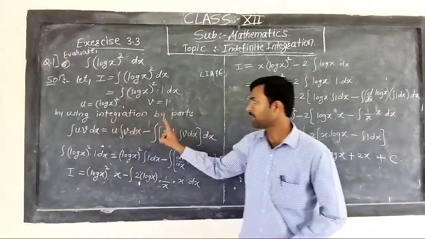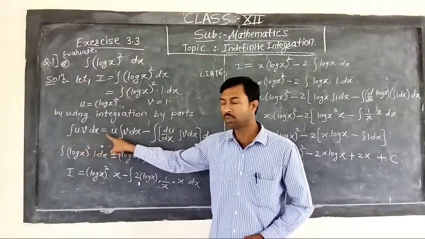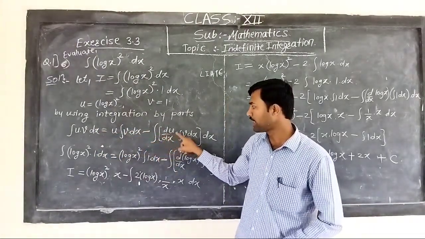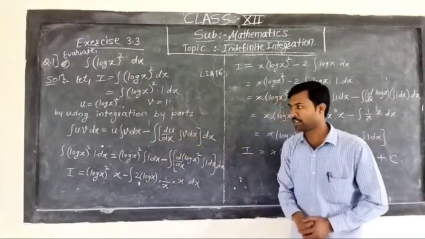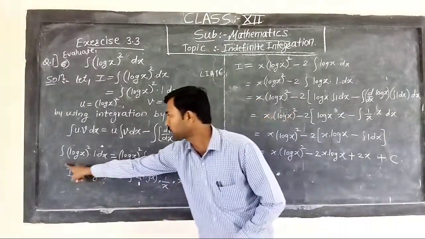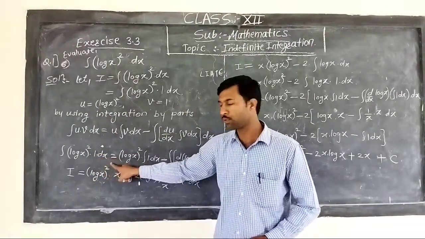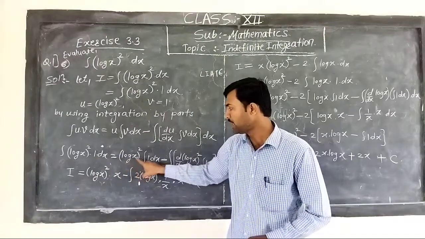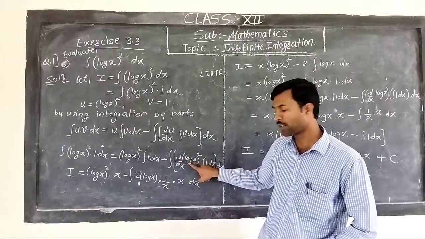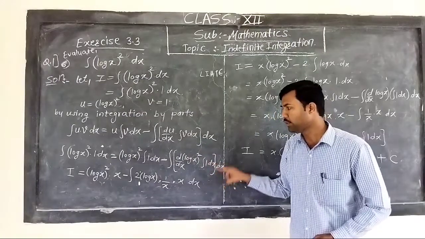And by applying integration by parts, we will get that the formula is integration of u into v dx is equals to u into integration v dx minus integration of derivative of u into integration v dx into dx. If we put our values of u and v, then we will get integration of (log x) whole square into 1 into dx is equals to first function, that is (log x) whole square into integration of 1 dx minus integration of derivative of first, that is derivative of (log x) whole square into integration of second, that is integration of 1 dx, into dx.